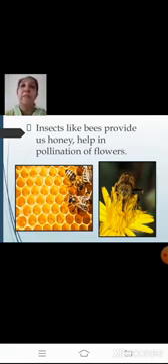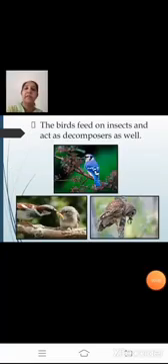If these are not present in the ecosystem, the plants would not get the essential nutrients, and dead matter and waste would pile up. So decomposers are very important in maintaining the ecosystem, and that is what insects are doing. The birds feed on insects and act as decomposers as well. So even insects like honeybees and the birds all play an important role in maintaining the ecosystem.